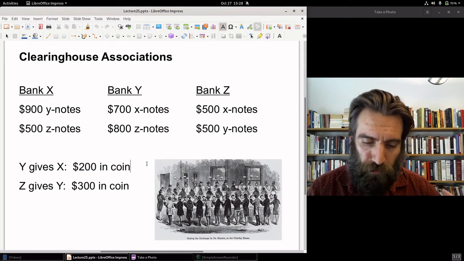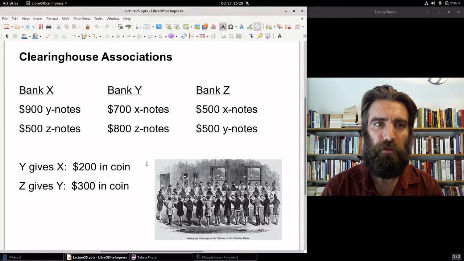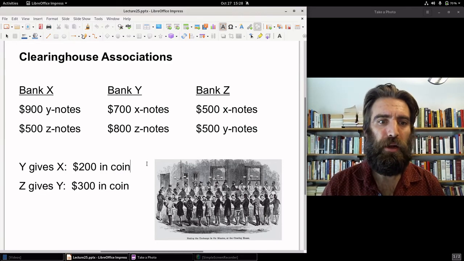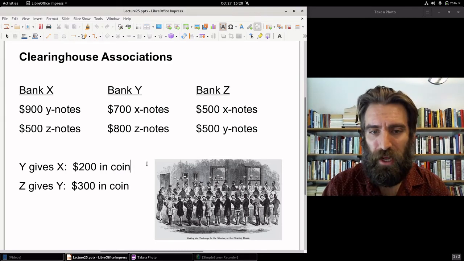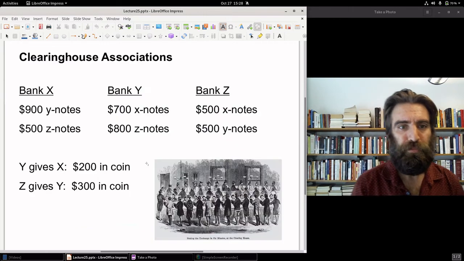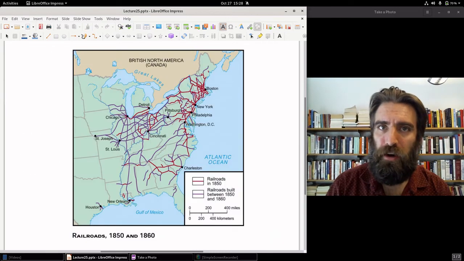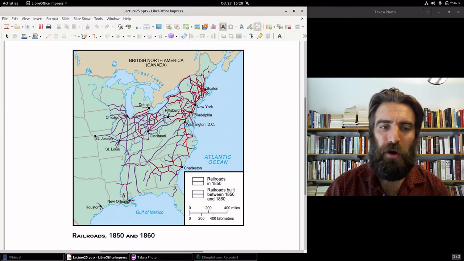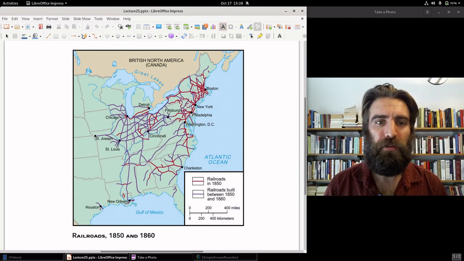But this helped to create somewhat of a uniform system where the banks had an interest in associating together and accepting each other's notes because that helped their own business. So, in short, it appears chaotic, and in some ways it was a little chaotic, but it was actually remarkably effective, all things considered.